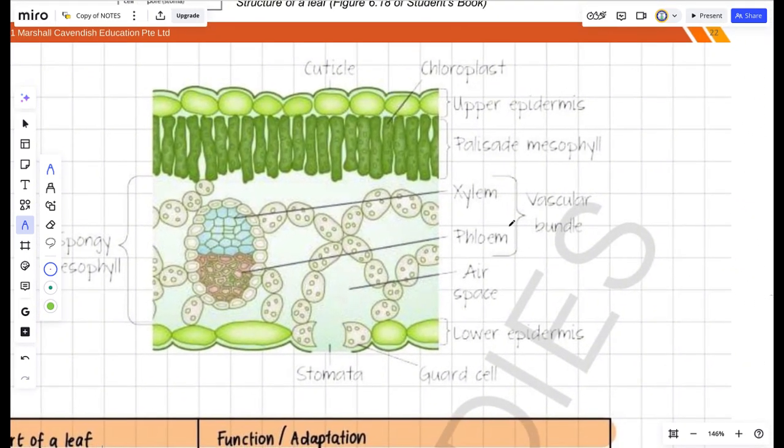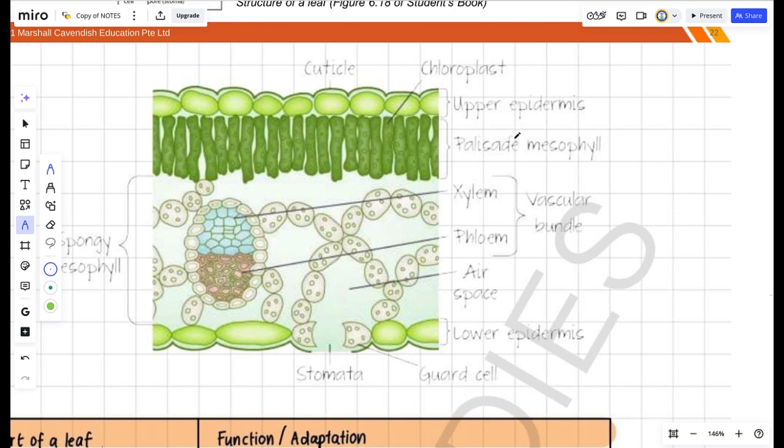Now here you have the cortical, the upper one. This one is like a cellophane. It does not allow anything to go, like water, into the plant. After that, we get the upper epidermis, which looks like plant cells. These are the upper epidermis.